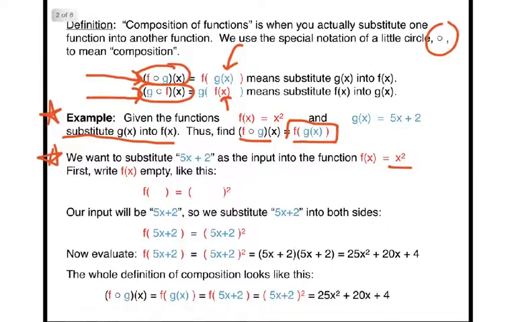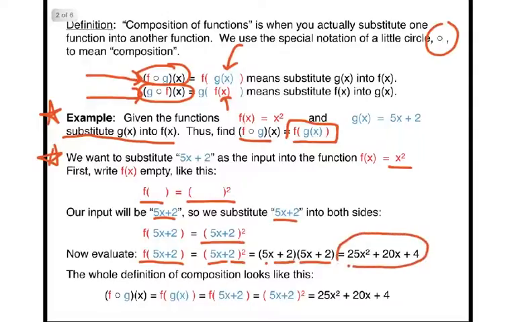First, let's write f of x empty, like this. Our function f of x is waiting for the input value, and the formula for f of x is just input squared. Our input will actually be 5x plus 2. So we substitute 5x plus 2 into both sides. F of 5x plus 2, meaning we plug 5x plus 2 into the function something squared. Now we just evaluate. So f of 5x plus 2 is really 5x plus 2 squared. So you write it out as a binomial times a binomial, so you can FOIL the expression, and you get 25x squared plus 20x plus 4.